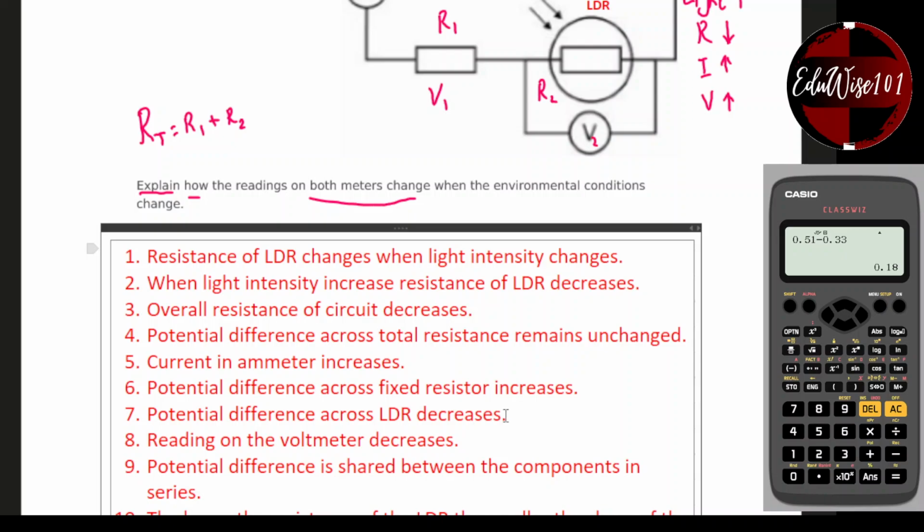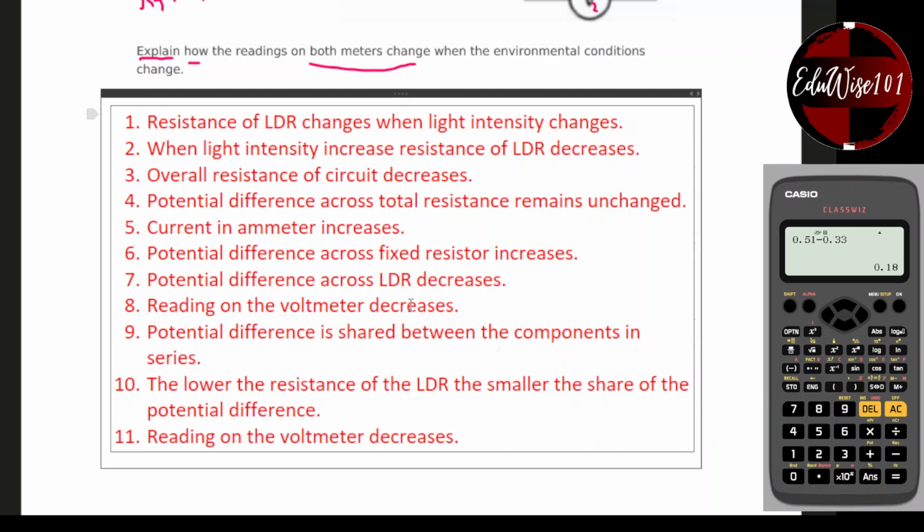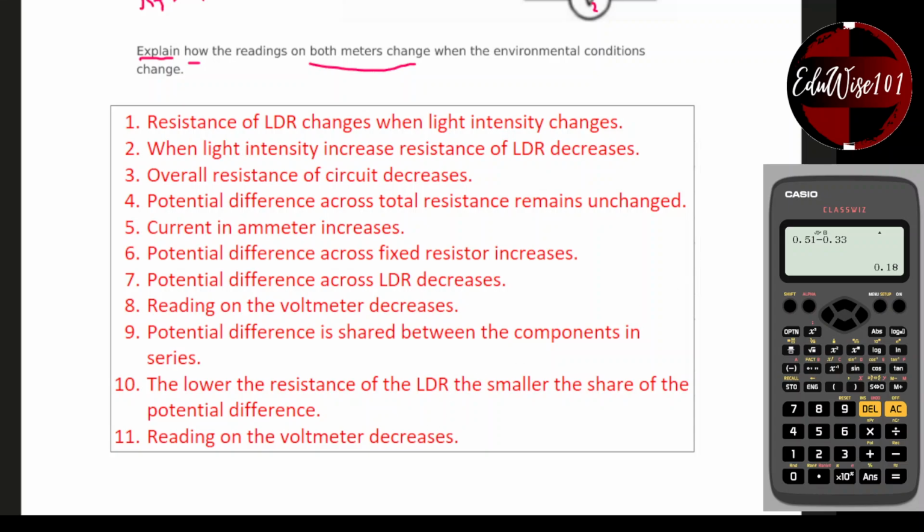Right? Reading on the voltmeter decreases. Potential difference is shared between the components in series. The lower the resistance of the LDR, the smaller the share of the potential difference. Reading in the voltmeter decreases. Hopefully that makes sense. This is a challenging question for 6 marks. Right? Spend some time reading through the bullet points and understanding what is happening in each stage.